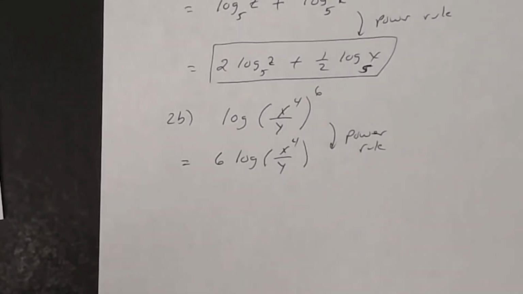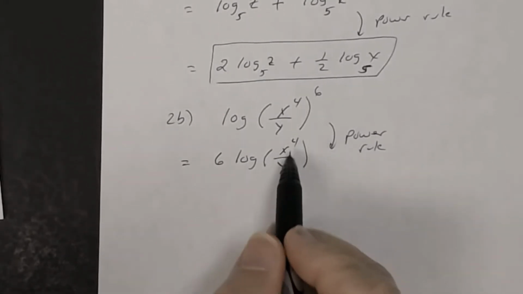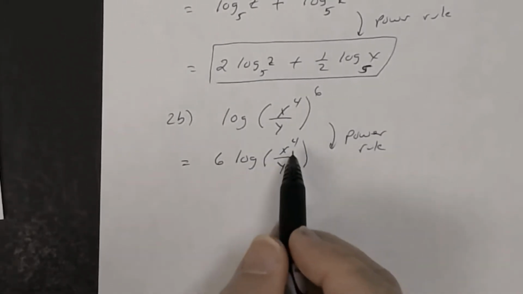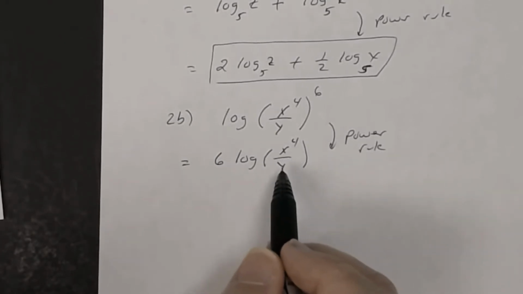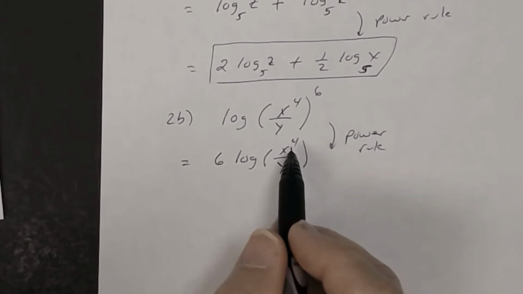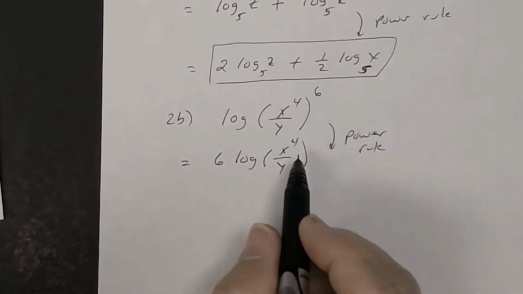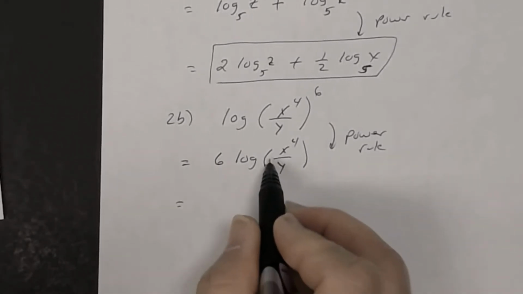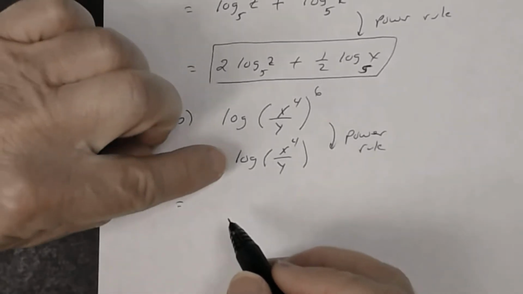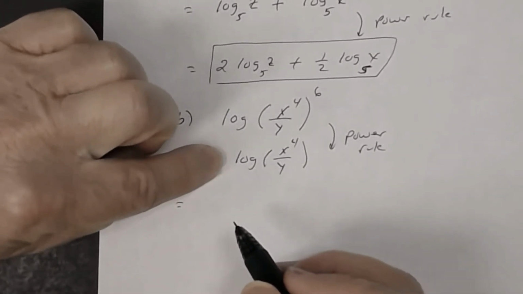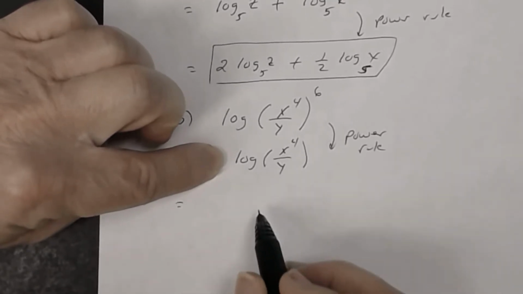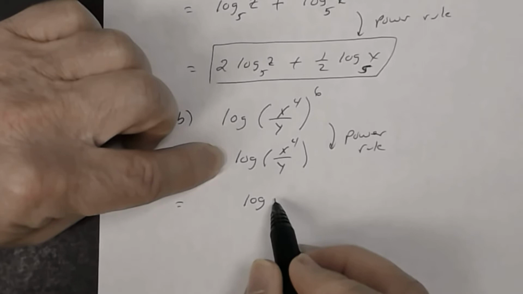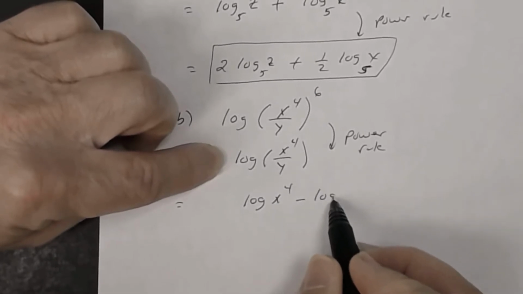All right, now I'm going to use the quotient rule. Don't use the power rule again, because if you do, you're going to mess up when you expand this even further. You have to use the quotient rule first, then come back and finish off with the power rule. So the quotient rule, you're going to write this as a difference. So now what I would do is cover this coefficient for right now and just look at this part here. So this part is the log of x to the fourth minus the log of y.